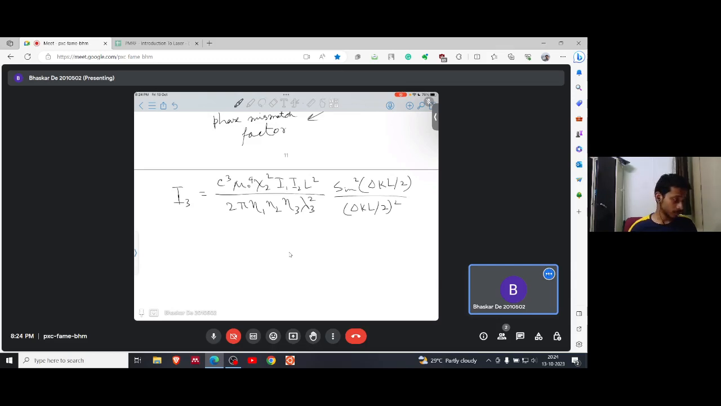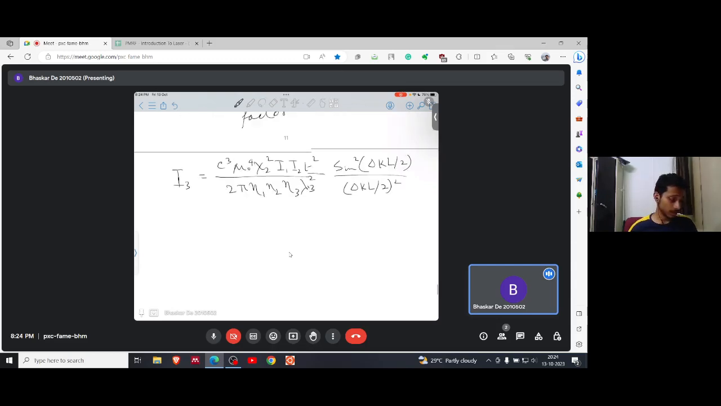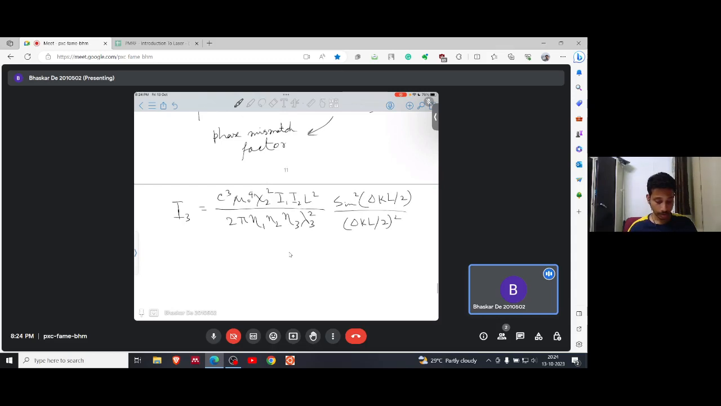So now this is a function of delta K L by 2. When delta K equal to 0 for L equal to 0, the beam has not yet entered the material, making delta K equal to 0. So when delta K L by 2 is 0, that gives the highest value for this particular function.